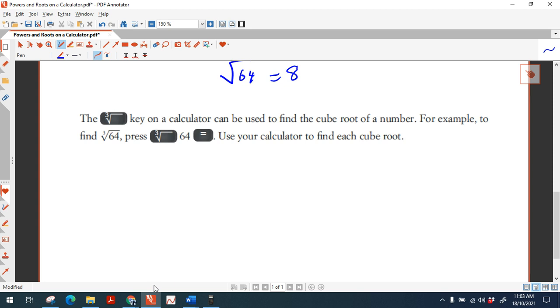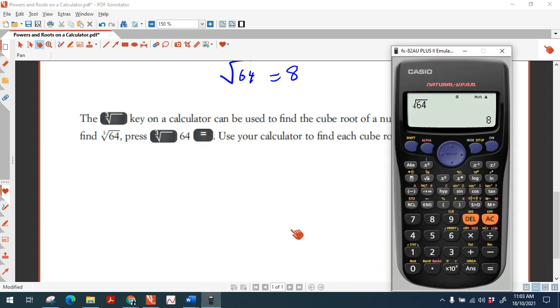All right. Well, let's do the last one, the cube root button. So the cube root button, which is this one here, can be used to find the cube root of a number. So for example, to find the cube root of 64, press the cube root button, 64, and then equals. Now this is a little bit trickier than the other ones. We'll just clear it. The cube root function, if you see, it is just in orange, okay? And it's just above the square root.